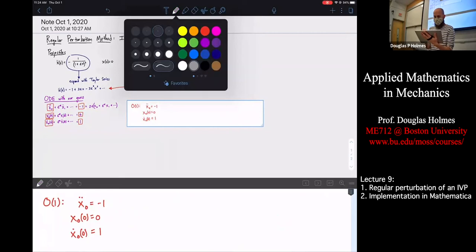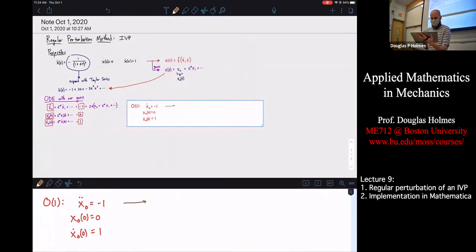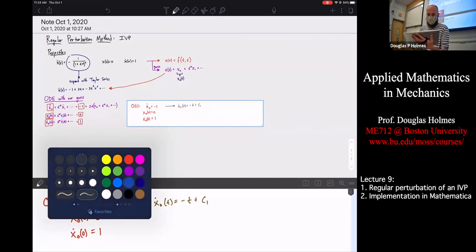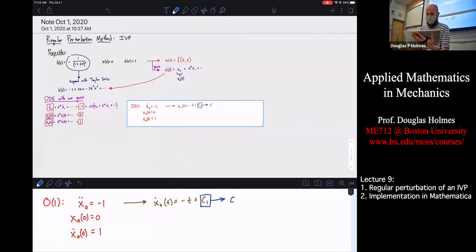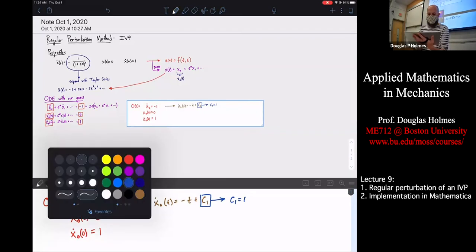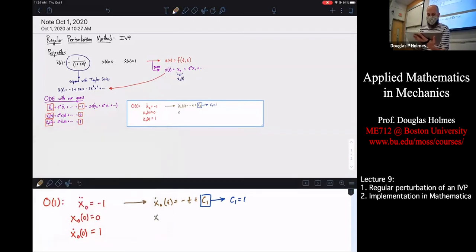Okay, so this thing's pretty straightforward to solve. We integrate once, we get x naught dot of t is equal to negative t plus c1. Our initial condition tells us that c1 has to equal 1. So as we plug in t equal to 0, everything drops out, so we have c1 equal to 1. Then we have to integrate one more time so that x naught of t is equal to negative 1 half t squared plus t plus c2.